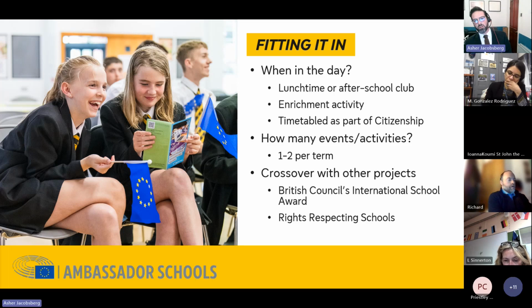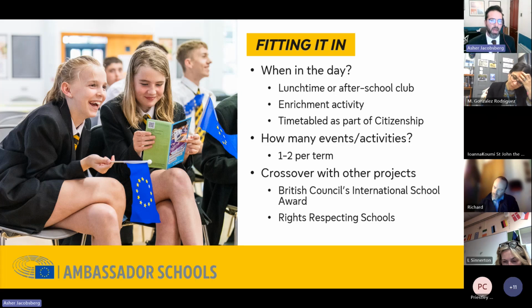How many activities are run per year is really up to you. You can definitely gain accreditation with 1 or 2 activities per term. We've even had some schools where they've pretty much done everything focused around May the 9th, around Europe Day. So during that week, they've run 2 or 3 different activities which have looked at democracy, which have looked at sharing European culture, which have ticked off the idea of student leadership, where they've got students running these events for one another.